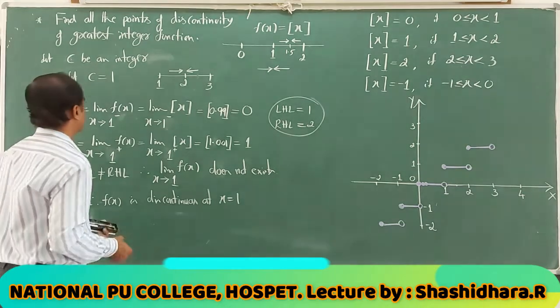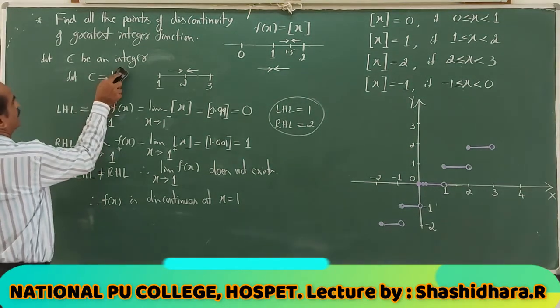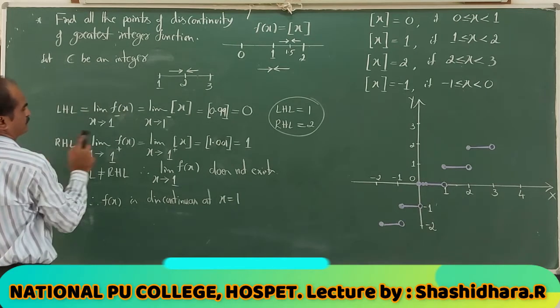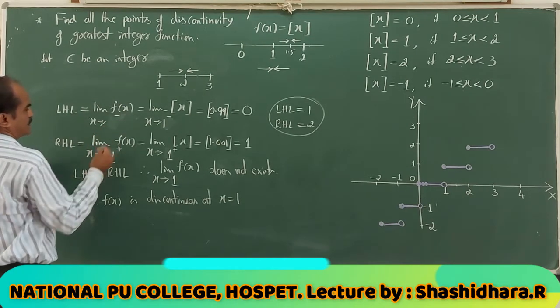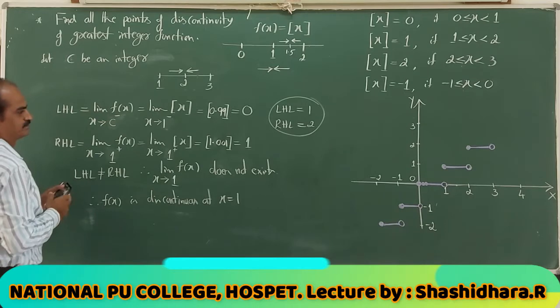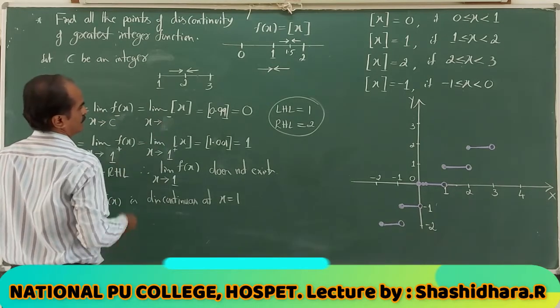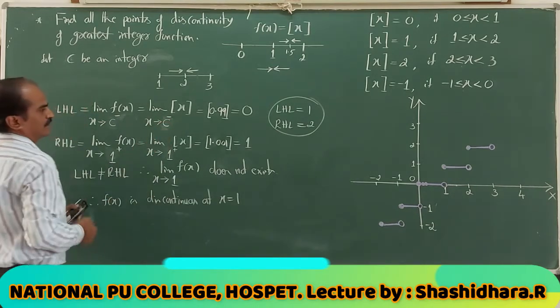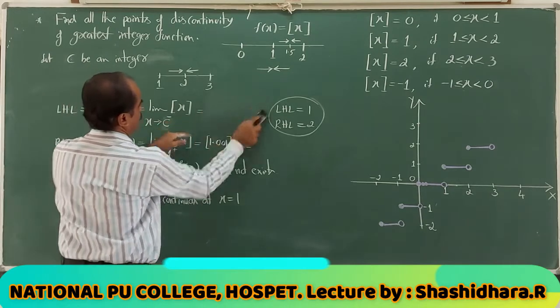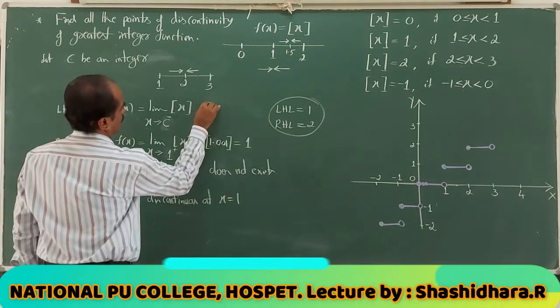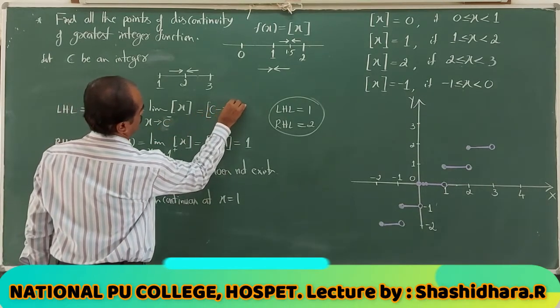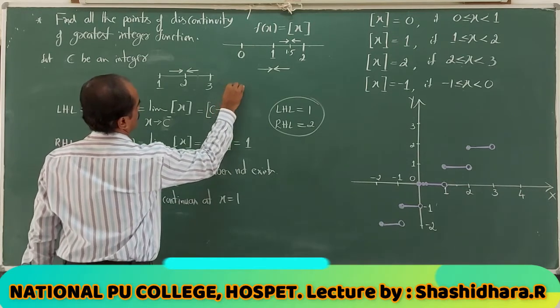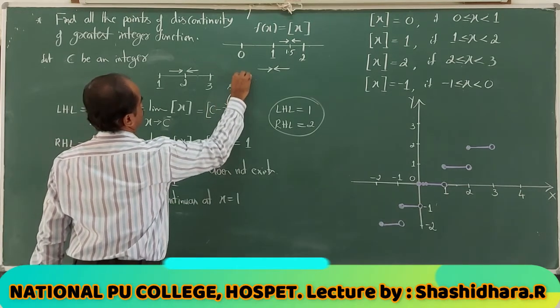So now let me generalize this. Let C be an integer now. As x approaches C from the left side, now here instead of C, I write C minus h, where h is a small positive number.